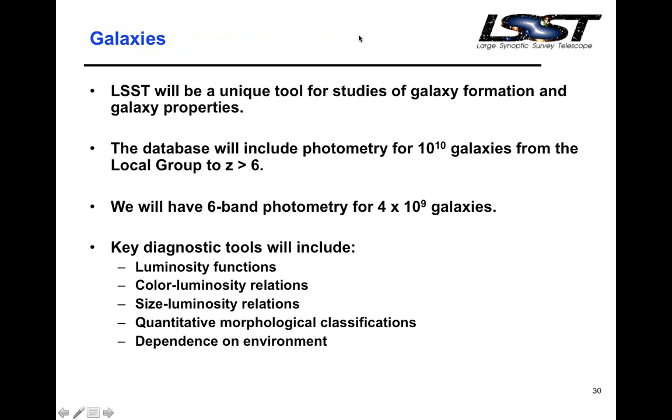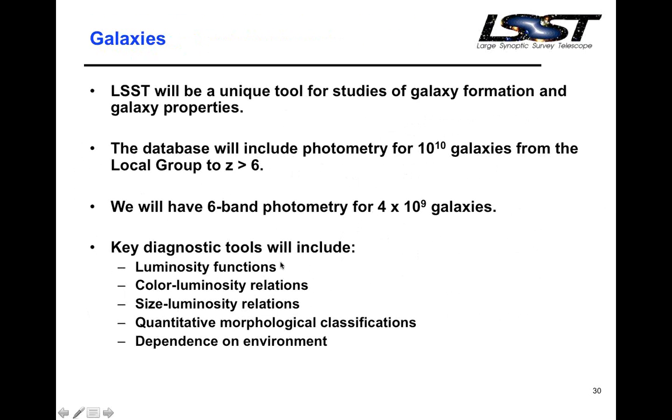Sort of moving out of the Milky Way now to look at the extragalactic sky. LSST will be a unique tool for studies of galaxy formation and galaxy properties. The database will include photometry for something like 10 billion galaxies from the local group out to Z of 6 or so. And for comparison, there are only about 100 billion galaxies in the observable universe. So we will be looking at a sizable fraction of all the galaxies that it is possible to detect. And we'll have 6-band photometry for a sample of something like 4 billion galaxies. So there are lots of things you can do with the data.